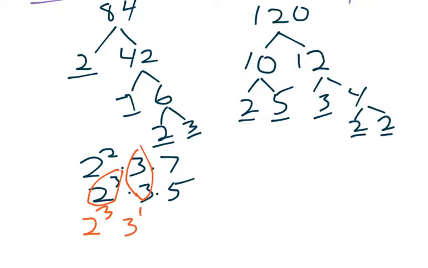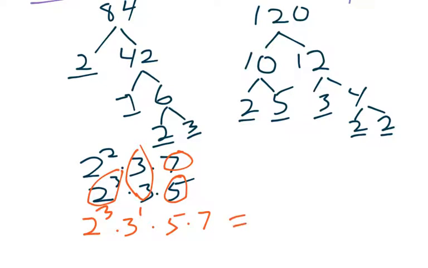And then for 5, I know they both don't have a 5, but it doesn't matter. You're just looking for the greatest power for each factor. So one of them has a 5, so I write that 5 down. That's 5 to the first. And then one of them has a 7, so I write the 7 down. And it has one 7, so it's 7 to the first.